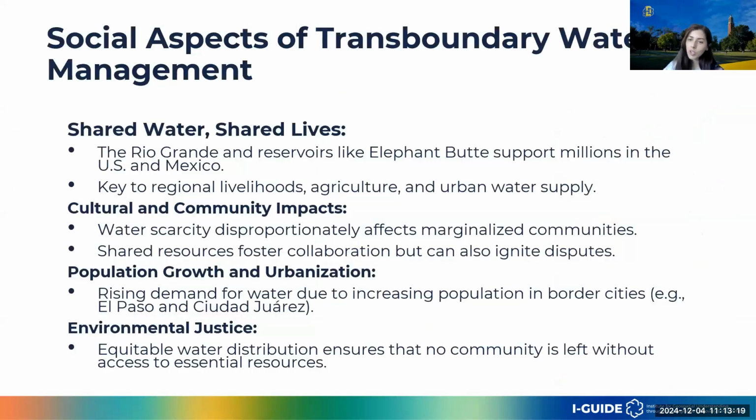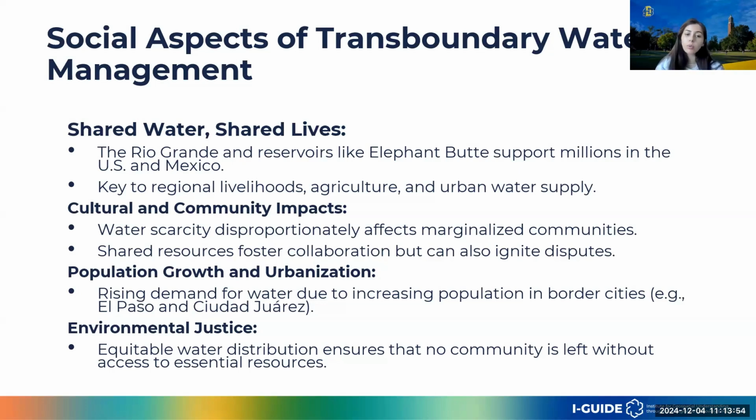Of course, if we are talking about transboundary water, we should consider the social aspect of this challenge. Shared water, shared lives. The Rio Grande and reservoirs like Elephant Butte support millions of people in the border region. It's key to regional livelihood, agriculture, and urban water supply for these people. And there are cultural and community impacts of this type of management and conflicts.